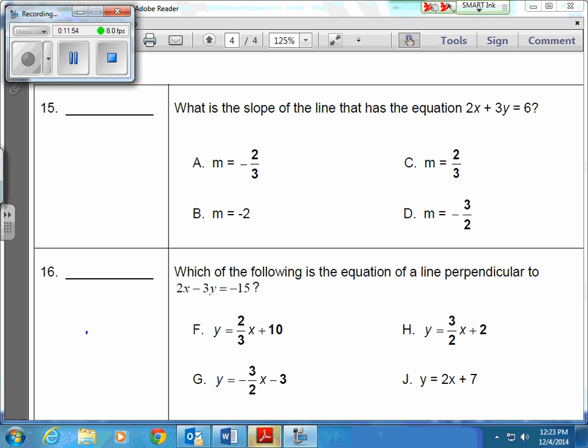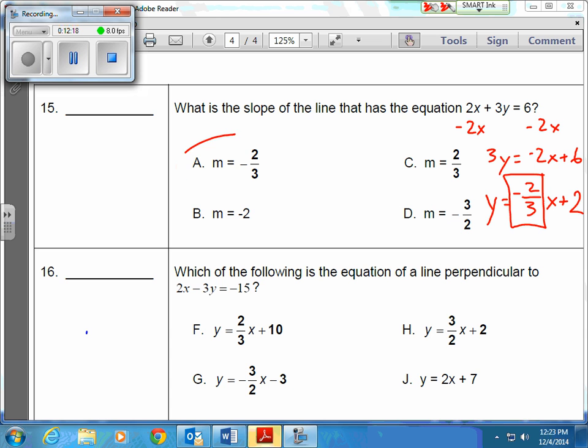15, what's the slope of the line that has the equation 2x plus 3y equals 6? Let's get it in slope-intercept form. Subtract 2x from both sides. I get 3y equals negative 2x plus 6. Divide everything by 3, and y would be negative 2/3 x plus 2. So that is my slope, negative 2/3, A.